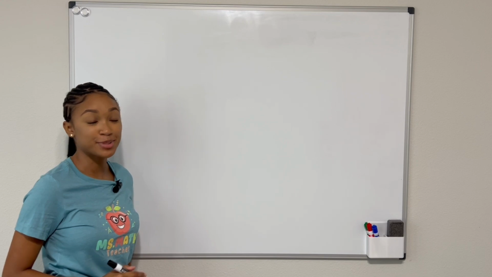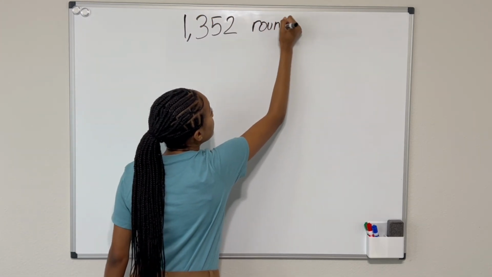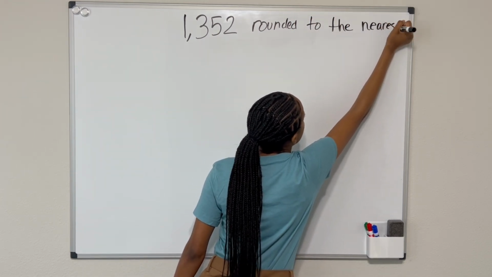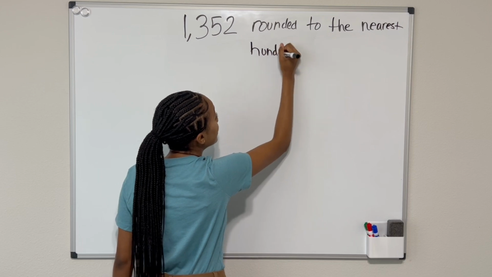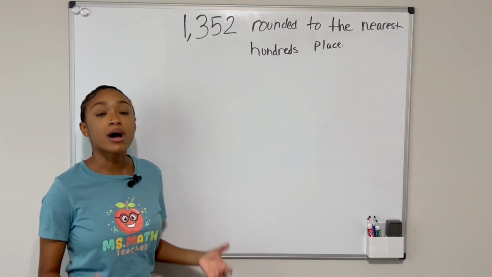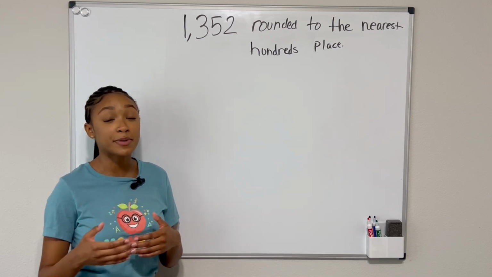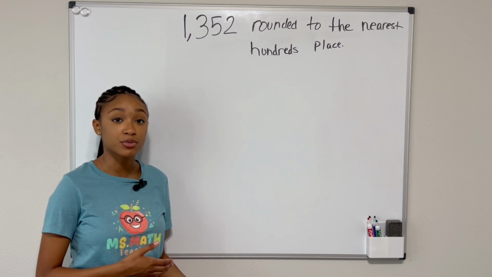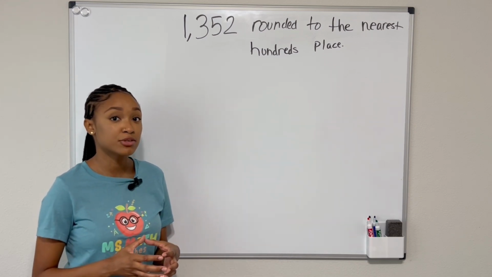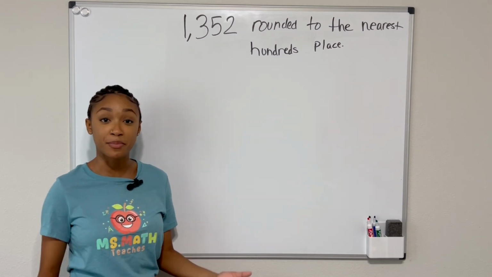Let's write down our problem. 1,352 rounded to the nearest hundredth. What is rounding? Rounding is when you're making a number simpler to understand by also keeping it close to its original value. Rounding is all about the approximate value. So it's not exact, but it's close to your original number.